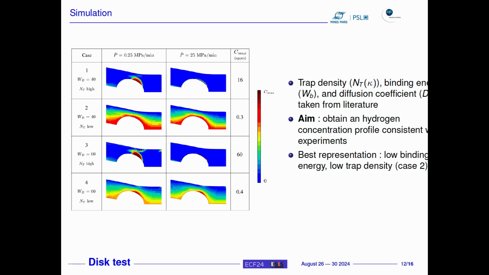And we use different data from the literature. Actually, we had to choose the binding energy, a high value or low value, and the number of trapping sites, low value, high value. If you take a high trap density, that's case 1 and 3, you see that you have obviously a rate effect.